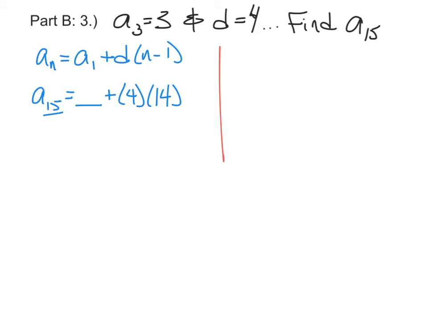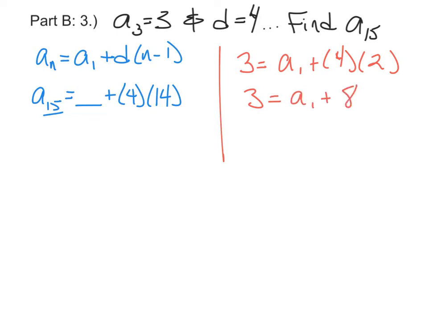Well, let's go back to a3. a3 is 3. Now how do we make the third term a3? Well, we're going to take the first term plus the common difference times 3 minus 1. The common difference is 4. Like we said, our n is 3, so 3 minus 1 is 2. Solving this equation, we got 3 is equal to a1 plus 8. Subtract 8 from both sides, and we got negative 5 is equal to a1.